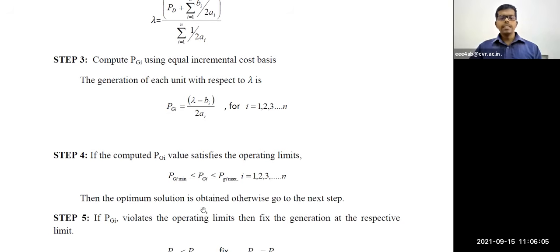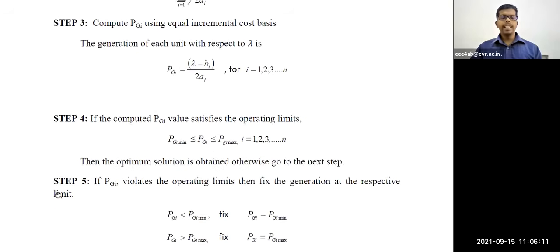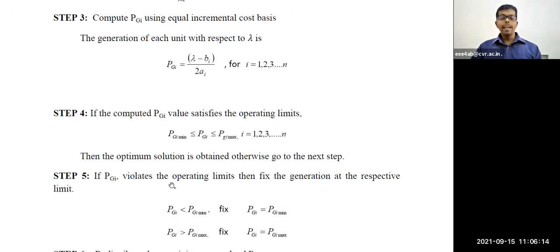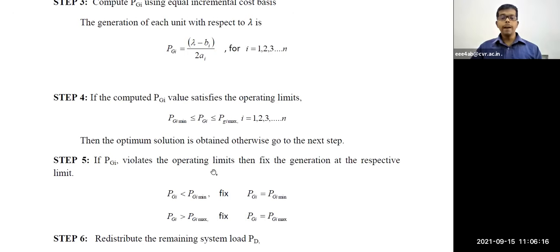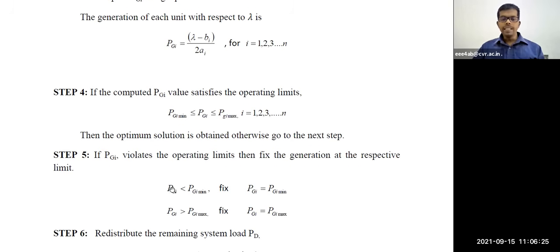Next, if it is not satisfied, you need to go to the next step. What is step number 5? If PGI violates the power operating limits, then fix the generation at its respective limits. Say for example, if the calculated PGI is less than PGI minimum, then fix PGI equal to PGI minimum. If PGI is greater than PGI maximum, then fix PGI equal to PGI maximum.